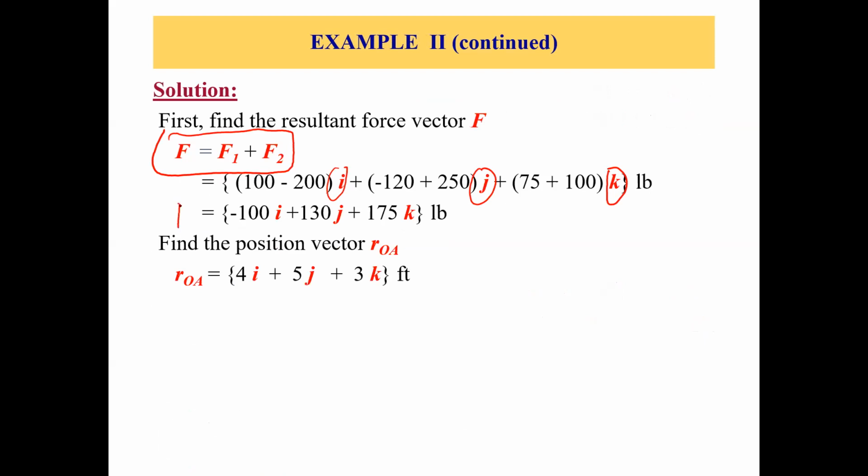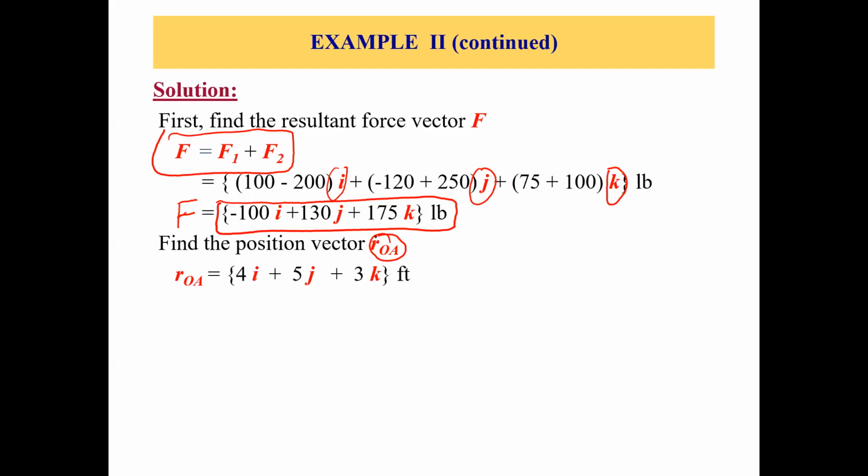So this is your force vector F, which is the resultant force: negative 100i plus 130j plus 175k. That's how we got the resultant force. Now we need to find the position vector r OA. Position vector r OA, this guy. Now, if you remember what we used to do for the position vector.